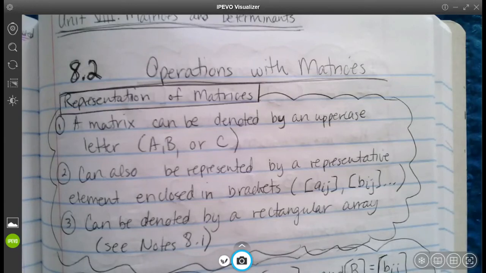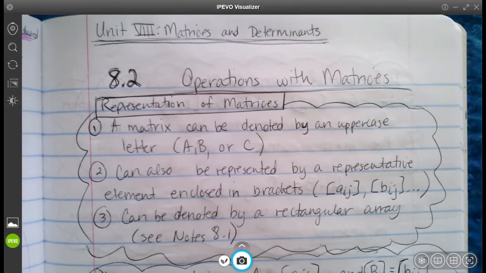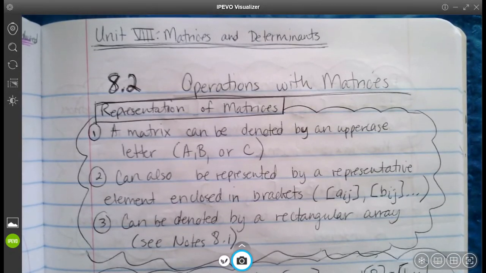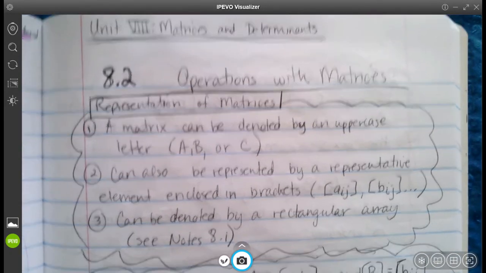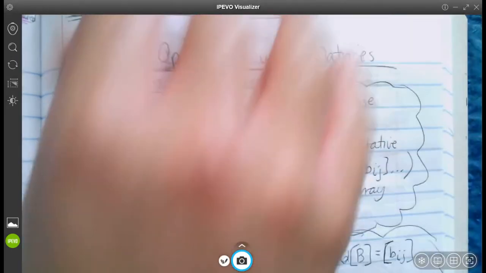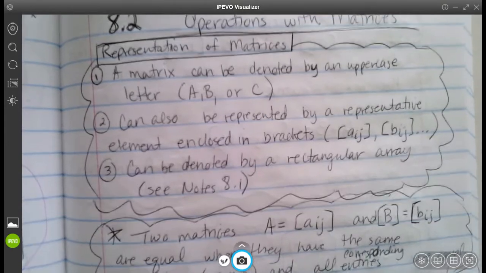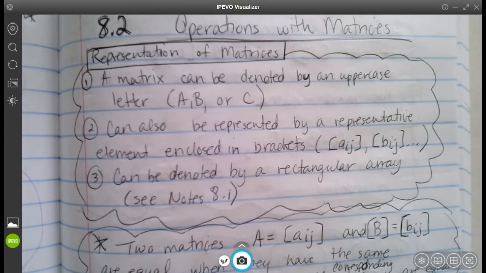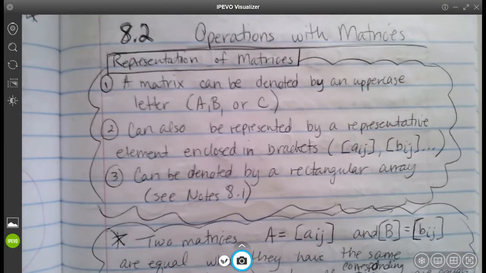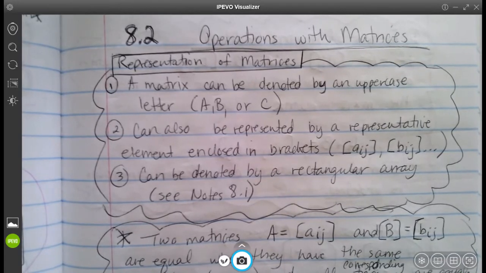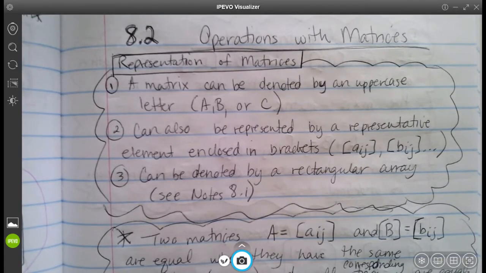This video is going to cover section 8.2, operations with matrices. It's still part of unit 8, which is matrices and determinants. Okay, so a few things here at the top for you to copy. The representation of matrices. We saw a little bit of what these look like in 8.1. Then we're going to go a little more into detail on how to construct them and what they represent.